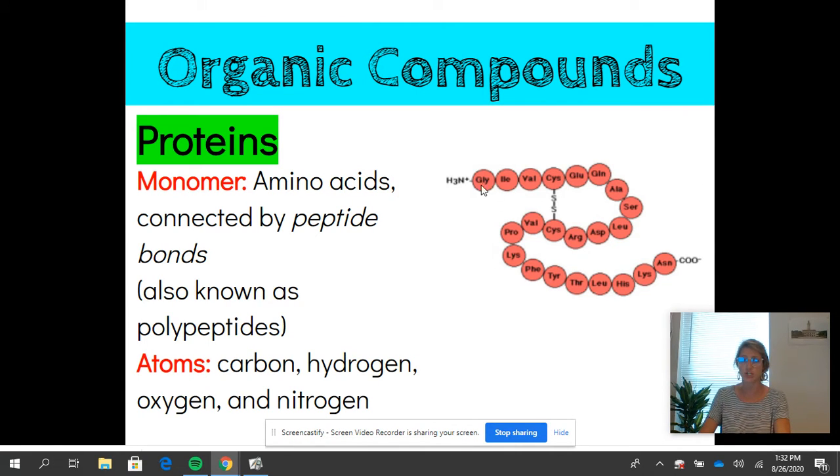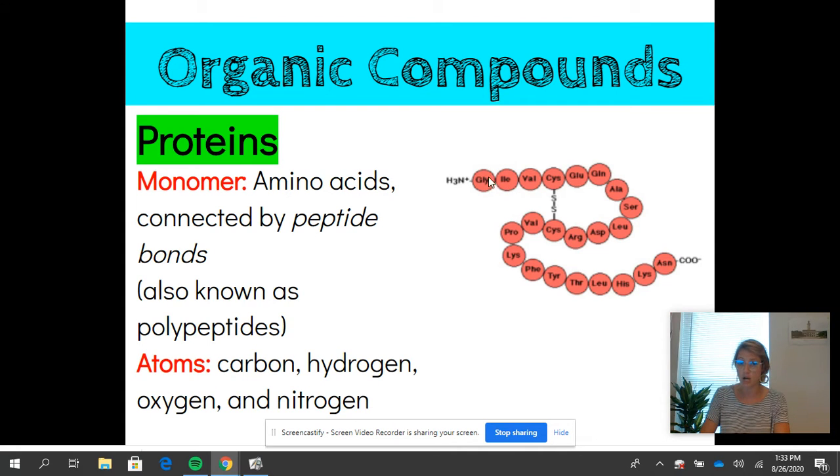If you look at this picture right here, each circle represents an amino acid. Again, when you put together multiple amino acids, it will make the biological molecule of a protein. Each amino acid is bonded and connected together by something called a peptide bond. Another name for protein is a polypeptide. The reason being that poly means many, and the amino acids are being held together by peptide bonds. So a polypeptide also means a protein.